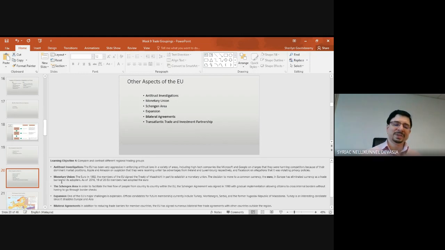Even when you're applying for a tourist visa, you apply for a Schengen visa, so you can visit all 27 countries without taking individual visas for each country. That is the advantage of the Schengen visa. And this is based on the Schengen agreement that was signed in 1990.